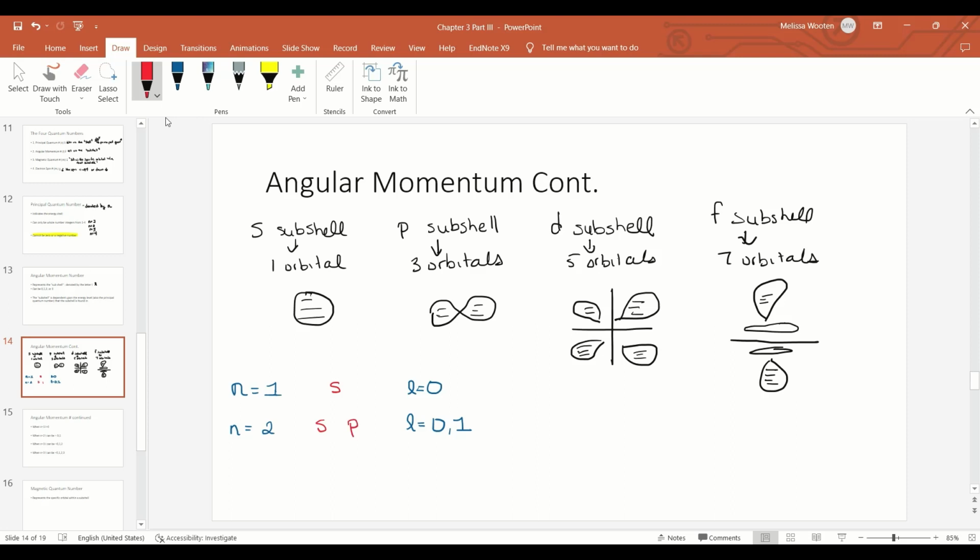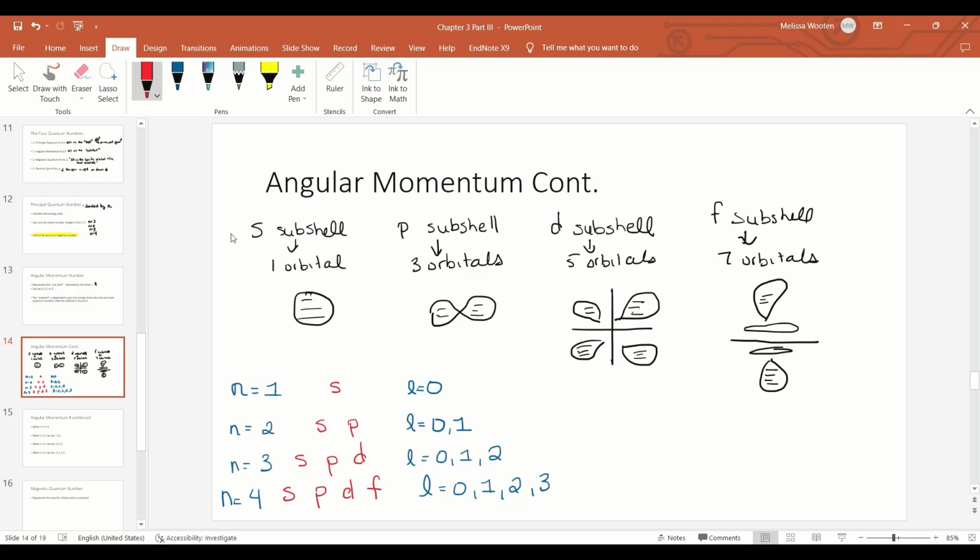S and P. And then when your principal quantum number or your energy shell is 3, right? L can be 0, 1, or 2 because now you can have S, P, and D, right? And then when n equals 4, L can be 0, 1, 2, or 3 because then you have S, P, D, and F.